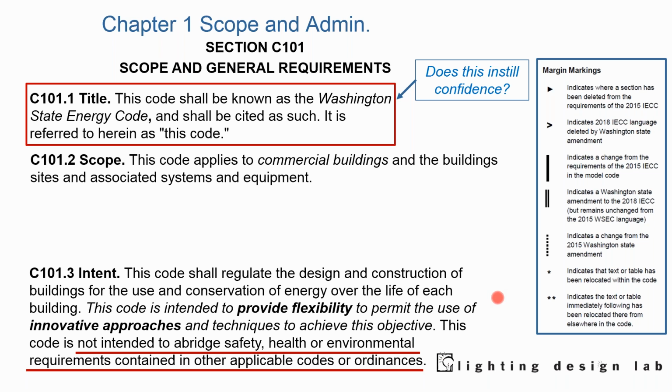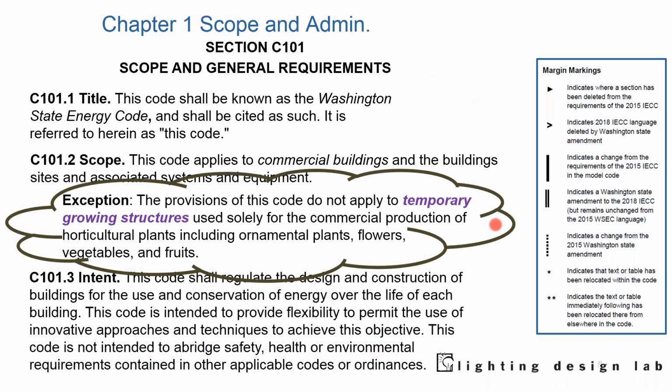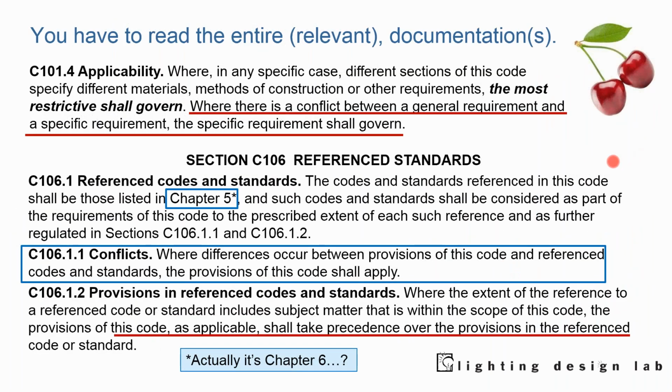One little bit that is stuck in here, and I think there's an exemption: this code applies to commercial buildings and the building sites associated, with an exemption for temporary growing structures used solely for the commercial production of horticultural plants, ornamental plants, flowers, etc. This is some new language that we've seen, and we'll touch on that a little bit later.